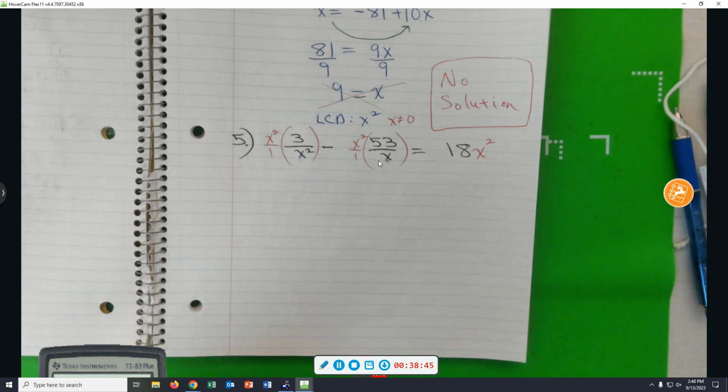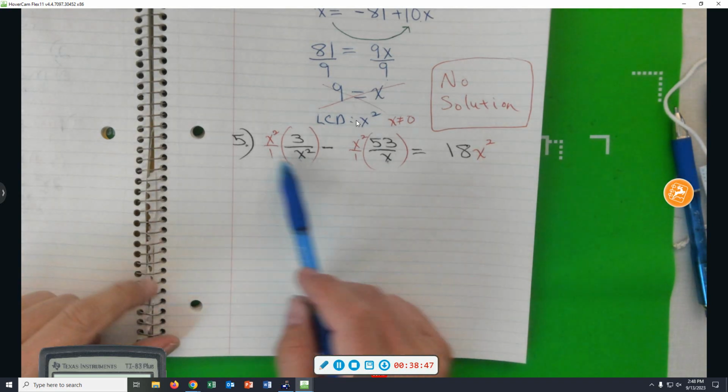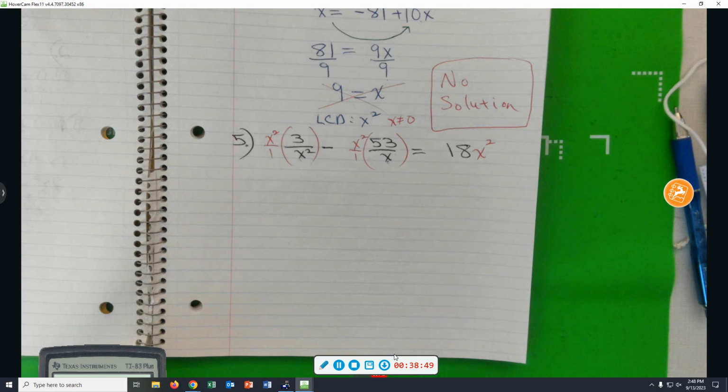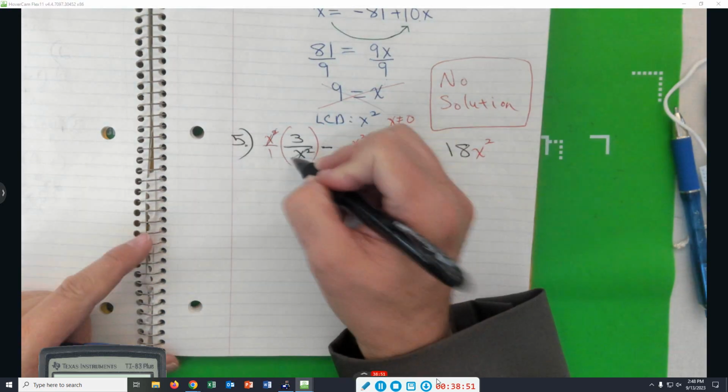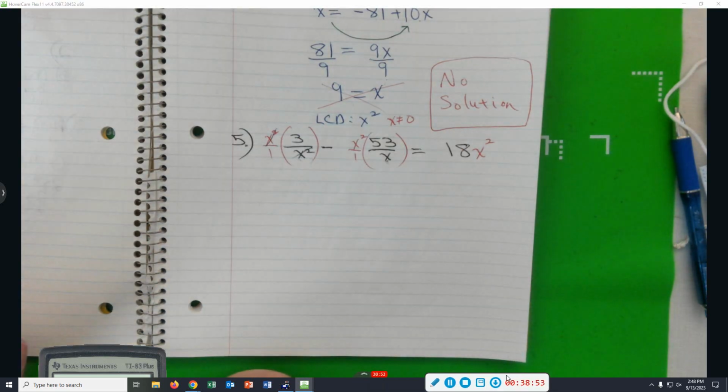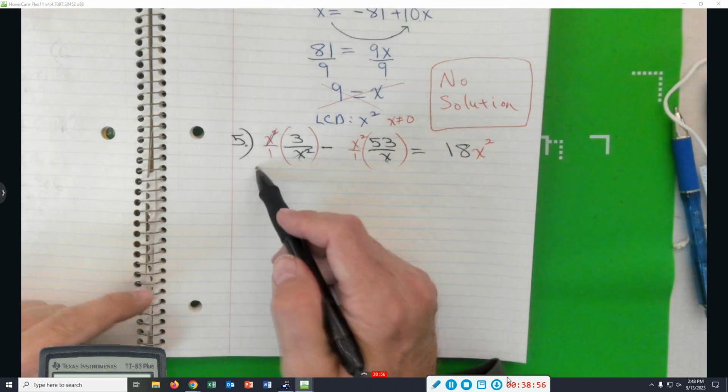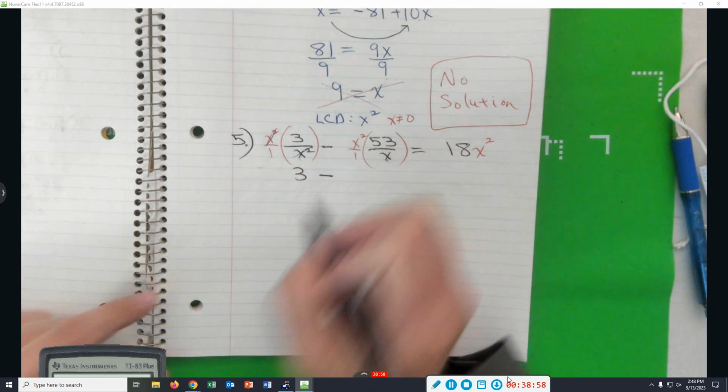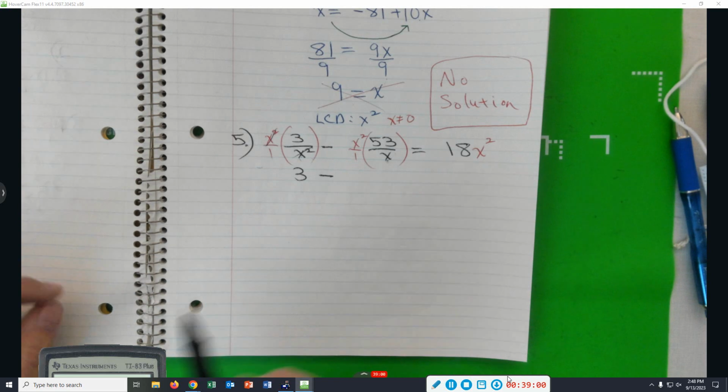Let's start cross-canceling. What's going to cancel here? Just the x squared? Well, not just. That's a biggie. The x squared. What are we left with? 3 over 1. That's just a 3. No fraction there. Be careful.